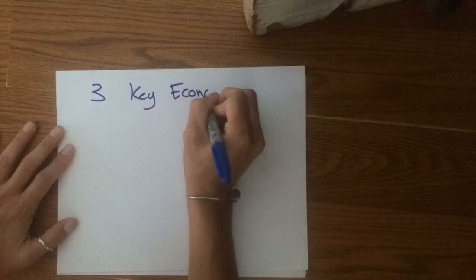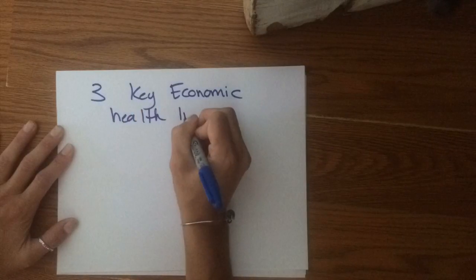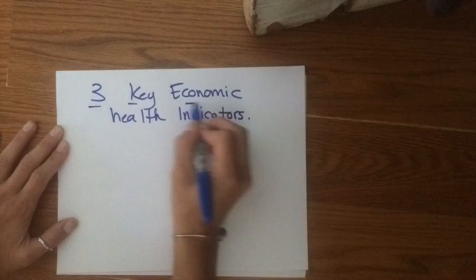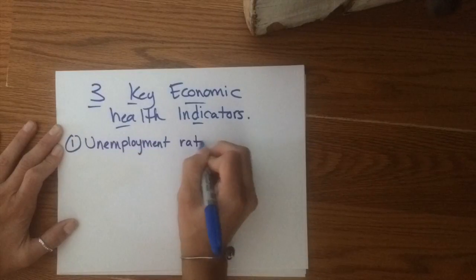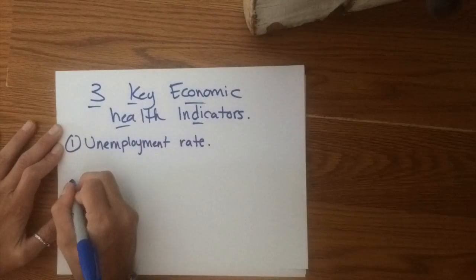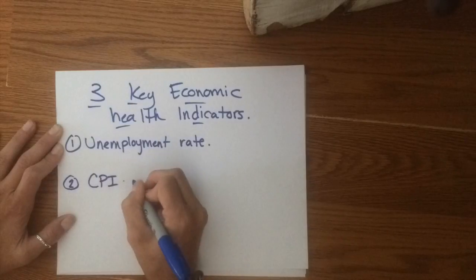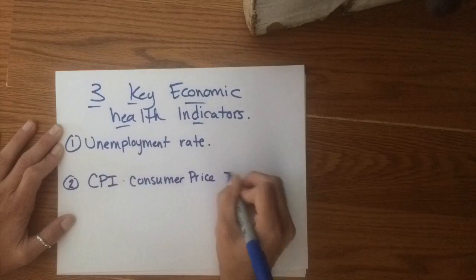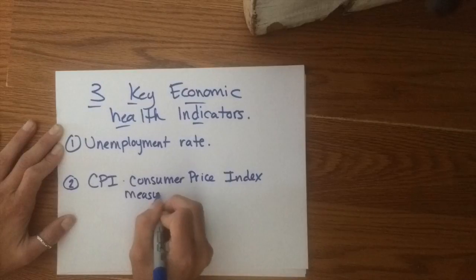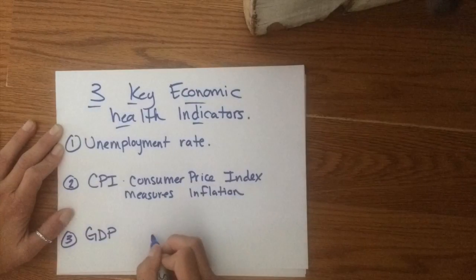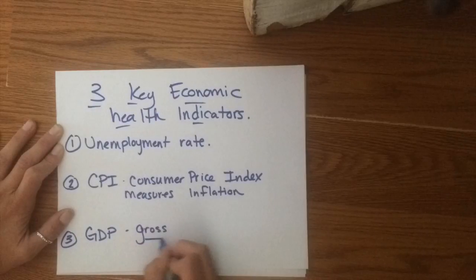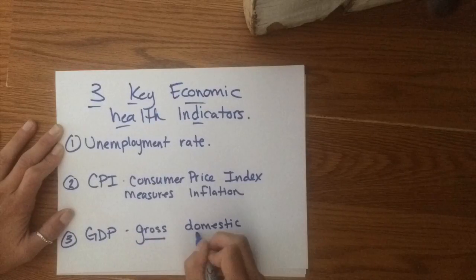I'm sick. All right, so today we are going to be taking a look at the 3 key economic health indicators, or the 3 ways we can determine if an economy is healthy. The first is the unemployment rate, or taking a look at the number of people that do not have jobs. The second key economic indicator is CPI, or Consumer Price Index, and this measures inflation, or the prices of goods and services increasing. And then finally, we have GDP, or Gross Domestic Product.